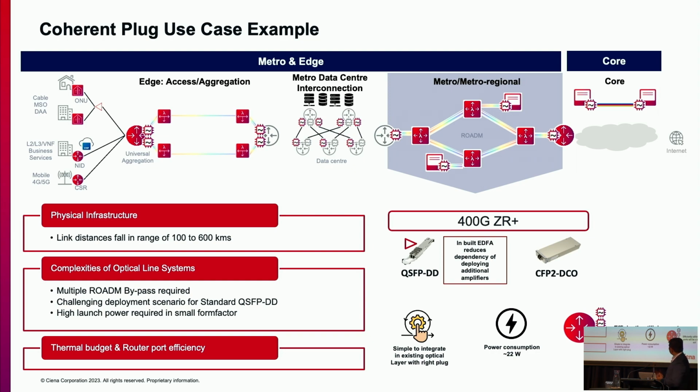The ZR Plus comes with two form factors, CFP2 and QSFP-DD. The challenge with QSFP-DD is that it has very low launch power. And to meet the complexity of the ROADM network, vendors are trying to add optical amplifiers into the ZR QSFP-DD optics. So one has to keep in mind, we need to analyze it on a case-by-case basis when we are adding the ZR plug into the network when we're talking about metro and regional ones.